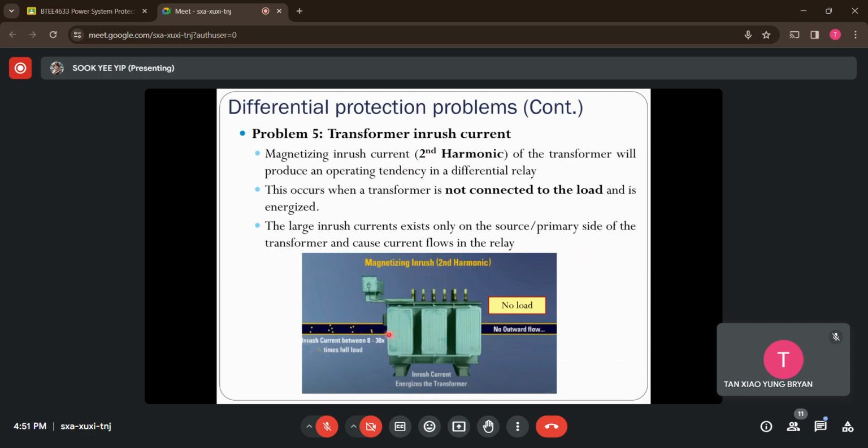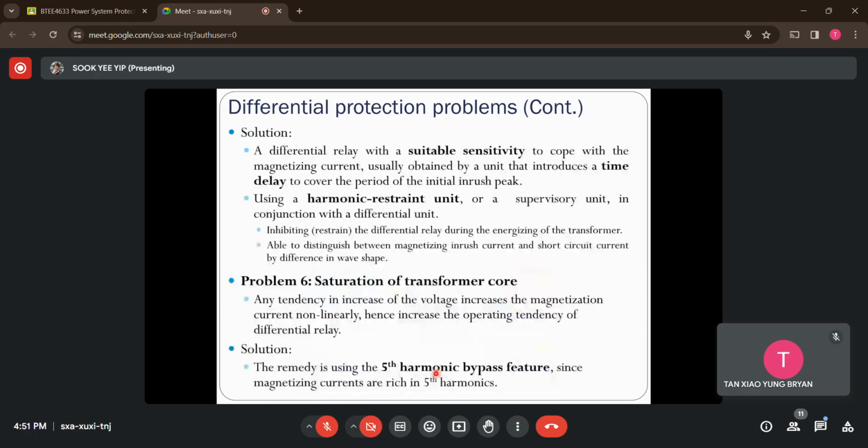Obviously, right now here we have load current zero at the output side. The primary side is high inrush current. Obviously, the differential current is more than zero, so it will cause unnecessary tripping of the differential relay. Okay. So what can we do to solve this problem? The solution can be found in the next slide.